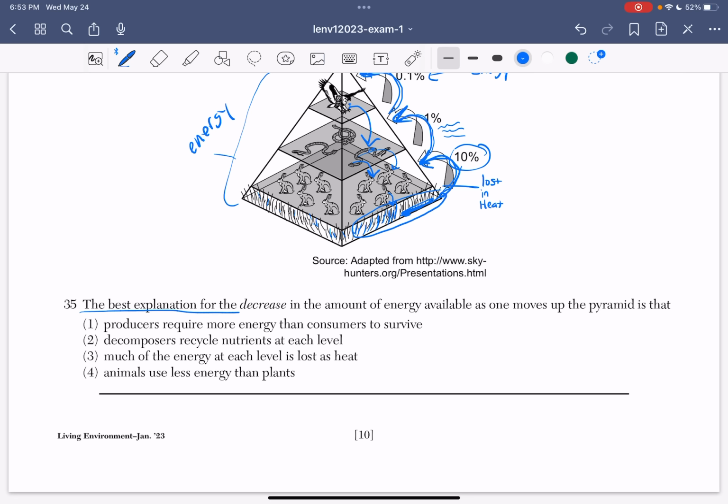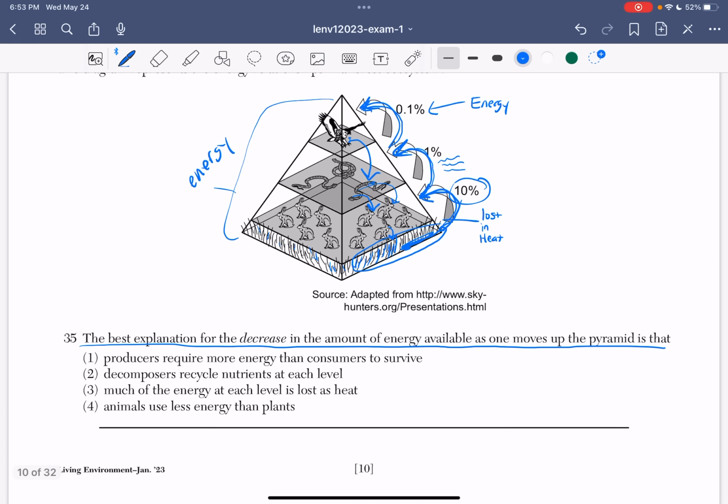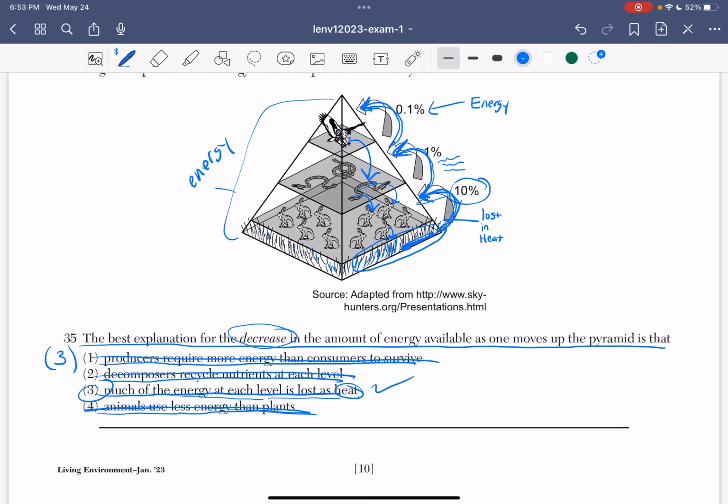The best explanation for the decrease in the amount of energy available as one moves up the pyramid is that, so take a look again at the diagram. Let's see. Producers require more energy than consumers to survive. Incorrect. Decomposers recycle nutrients. Incorrect. Much of the energy at each level is lost as heat. That is true. That is definitely true. Animals use less energy than plants. This is incorrect. The correct reason as to why things decrease is because energy at each level is lost by heat. So 35 is 3.